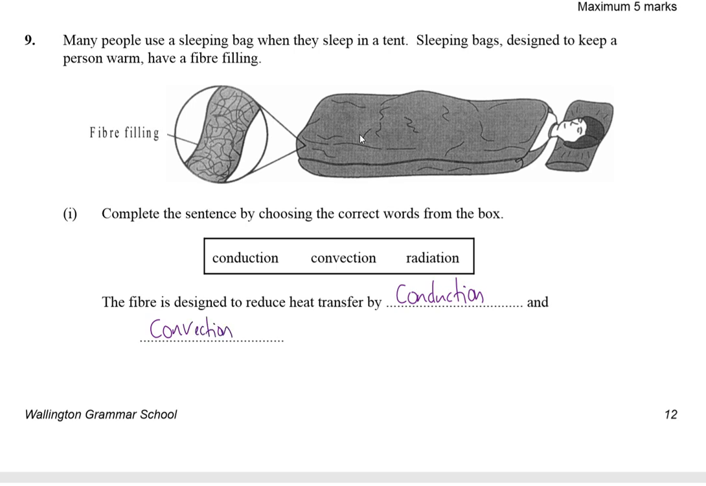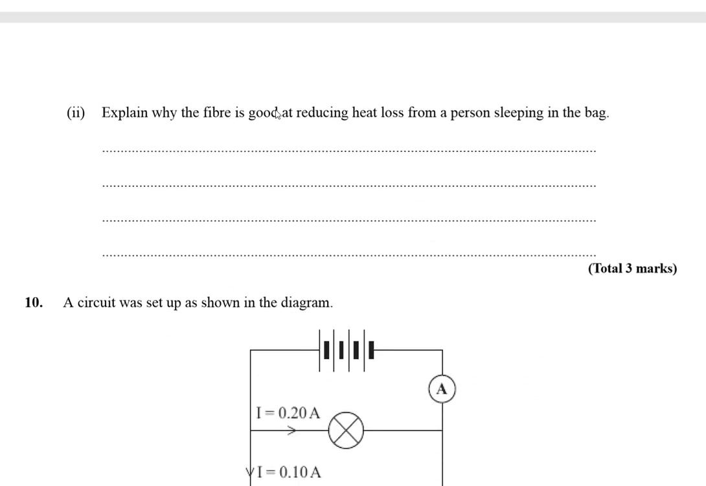Okay, here we go. Right, now let's talk about this. Why is it good at reducing heat loss? Now the fiber, what does it do? Okay, it traps a lot of air. Now air is a good insulator. Okay, so therefore it's a good insulator. So insulators are materials, things that do not allow heat to go through them easily.